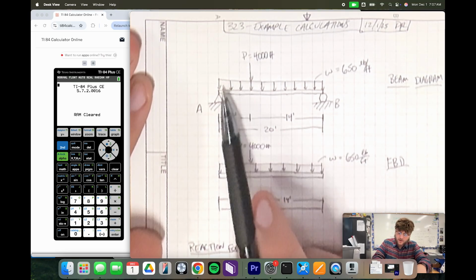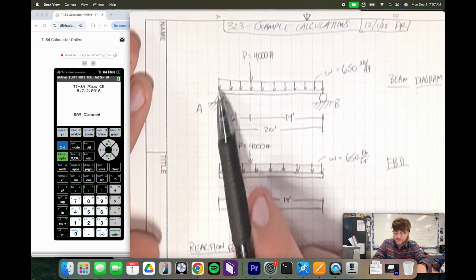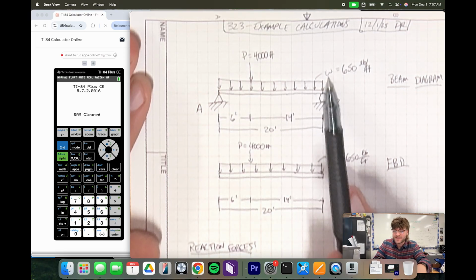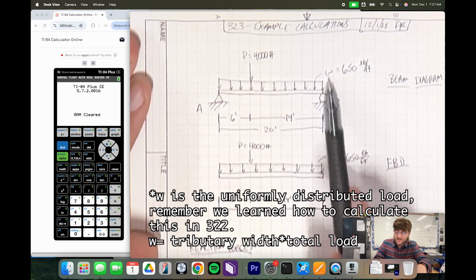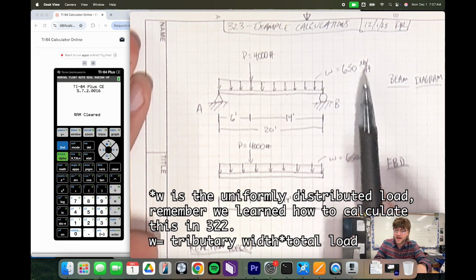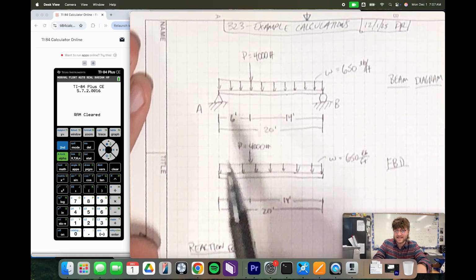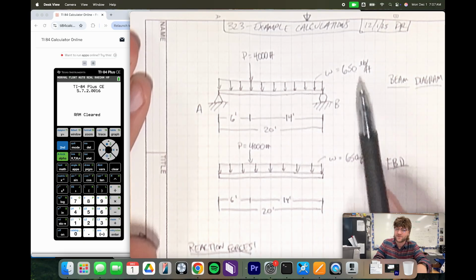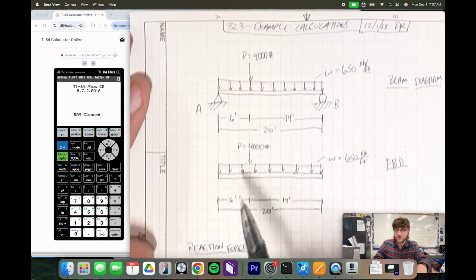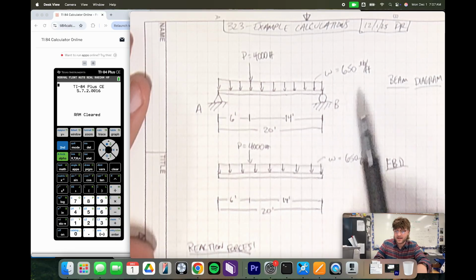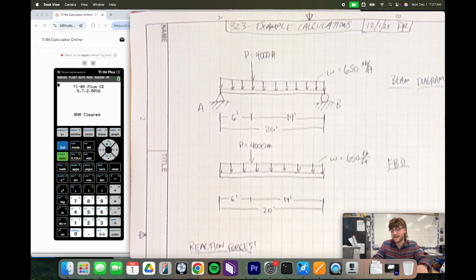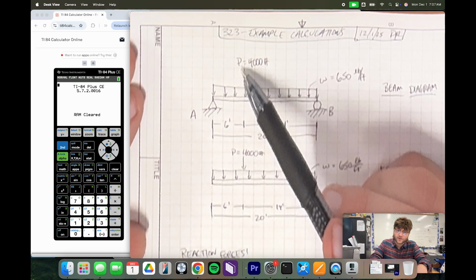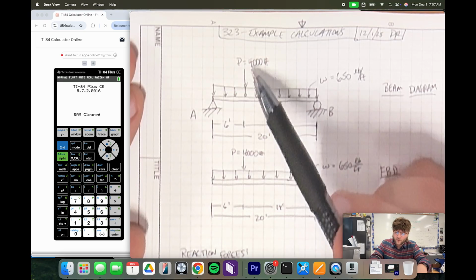And as you can see, we also have some forces that are being applied to it. We've got this uniformly distributed load, and that is always going to be represented with the variable W. As you can see, that is equal to 650 pounds per foot. What this is saying is per foot that this uniformly distributed load is being applied, it's going to be 650 pounds. If you take 20, which is the total distance that's applied, and multiply that by that 650, we'll find out how many pounds of force that uniformly distributed load is giving us. We also have this force P, which is going to be equal to 4,000.